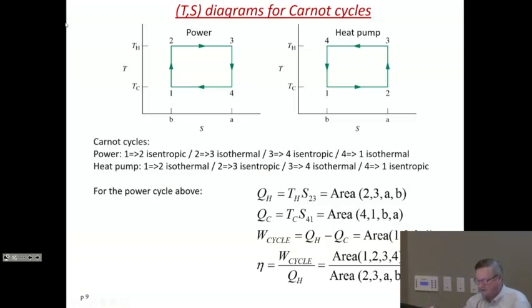And that means that since the heat in minus the heat out is the work, the area within the cycle is the work produced during the cycle. And therefore, the efficiency of the cycle is the area within over the area under the top line. That's here.